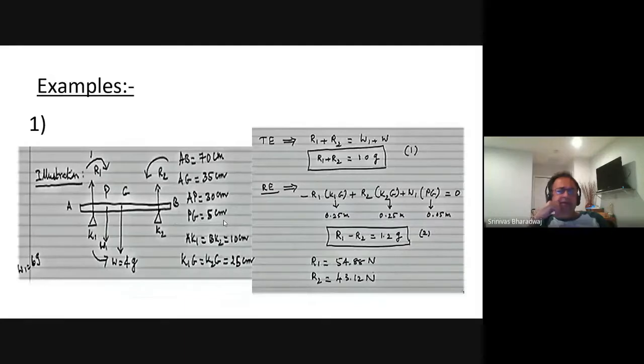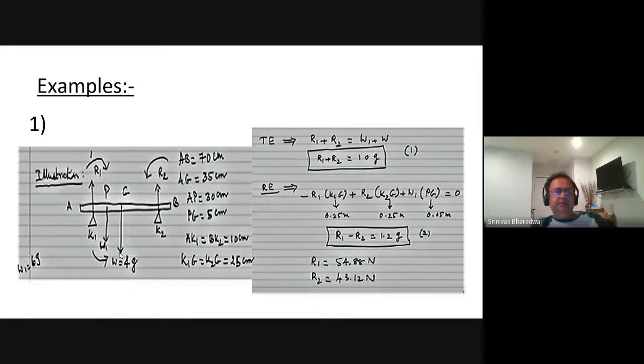Here is the lever again, a simple example of the lever. Here there's a lever which has a weight about the point G. It has two supports, K1 and K2. At each point, it will get a reaction R1 and R2. Its weight is 4 kilograms, and that acts about the center.